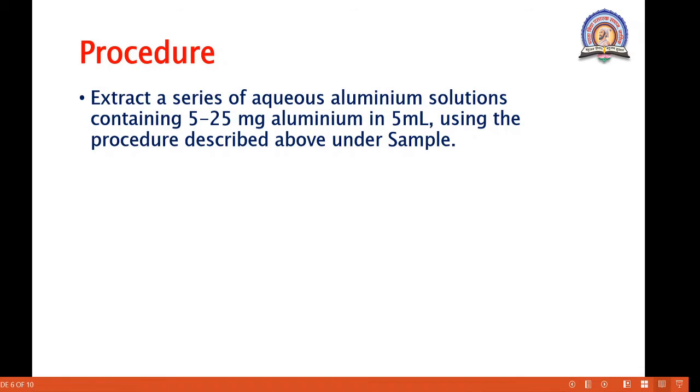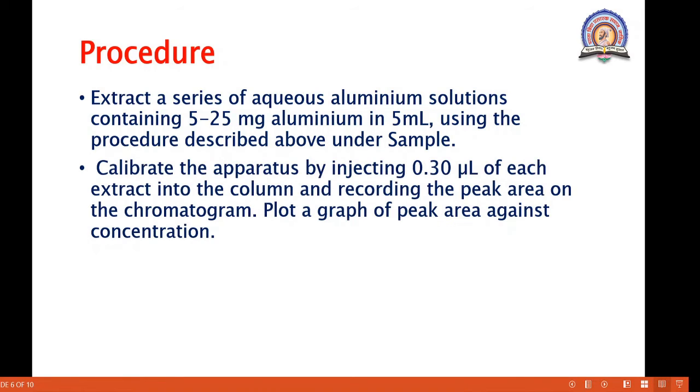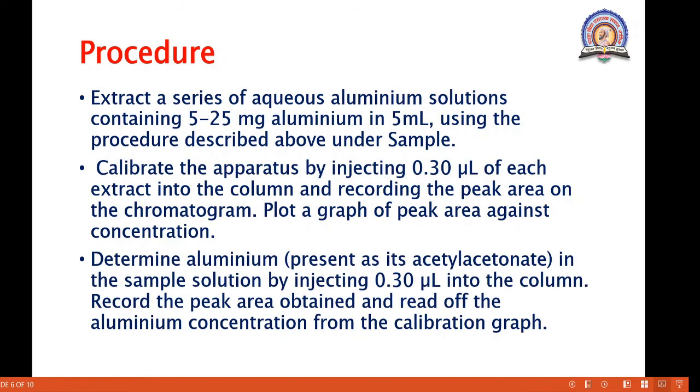So first, extract a series of aqueous aluminium solutions containing 5 to 25 milligrams of aluminium in 5 ml. Using the procedure described above under sample, calibrate the apparatus by injecting 0.30 microliter of each extract into the column and recording the peak area on the chromatograph. Plot a graph of peak area against the concentration.